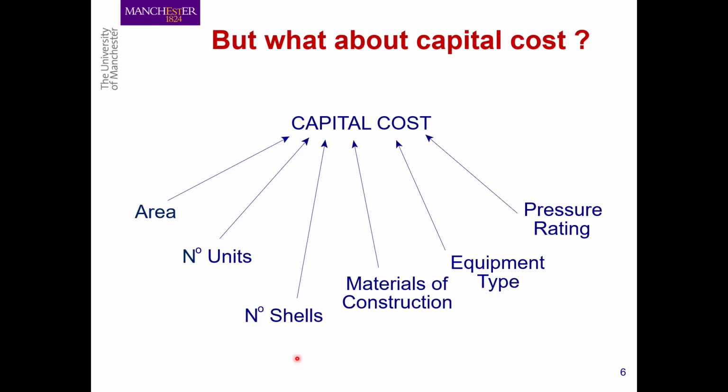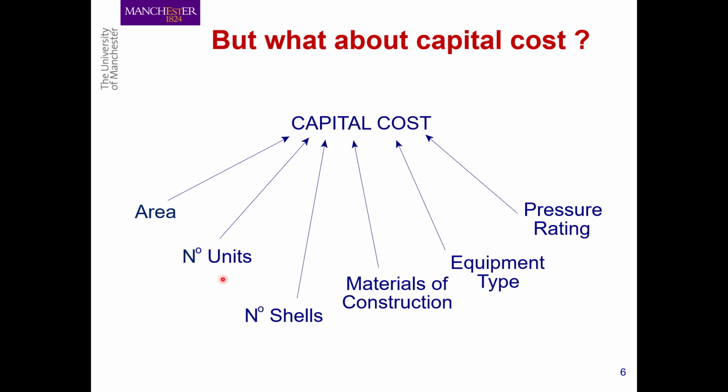And then we look at the number of shells. So why are we looking at the number of shells when we already looked at the number of units? The reason being that, for example, when we are looking at the area and energy targeting algorithm, or when we are looking at the HEN design, these designs are based on the assumption that heat exchange matches are pure countercurrent flow.